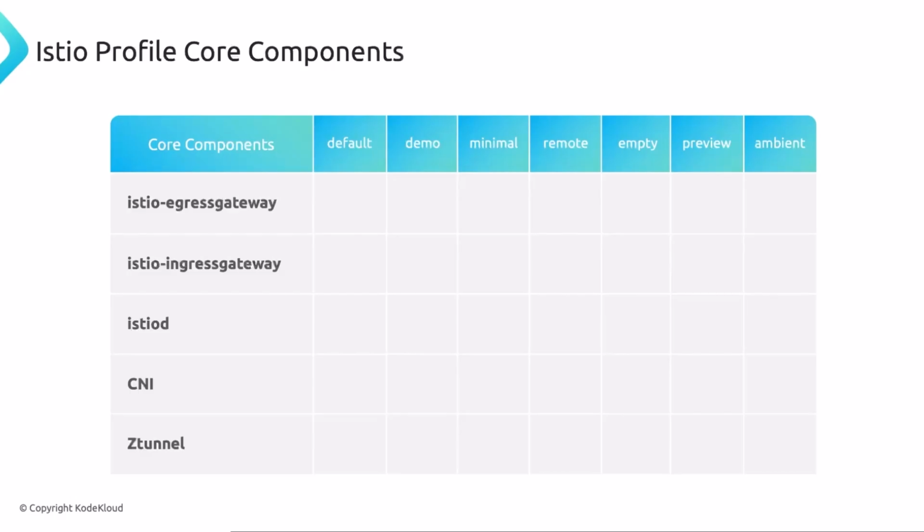There might be one or two missing here, but you have the default profile, which doesn't include the egress gateway for some reason. The demo profile includes all but the ambient mesh components, CNI and ztunnel. That's the ambient mesh mode, which we're not going to be going over. So the demo is the profile we're most likely to use. You have minimal, which only has the istiod component, the control plane. You have remote and empty. Then you have the preview profile, which seems to be the same as the default. And of course, you have the ambient profile, which uses no sidecar, so it's a sidecarless mode.